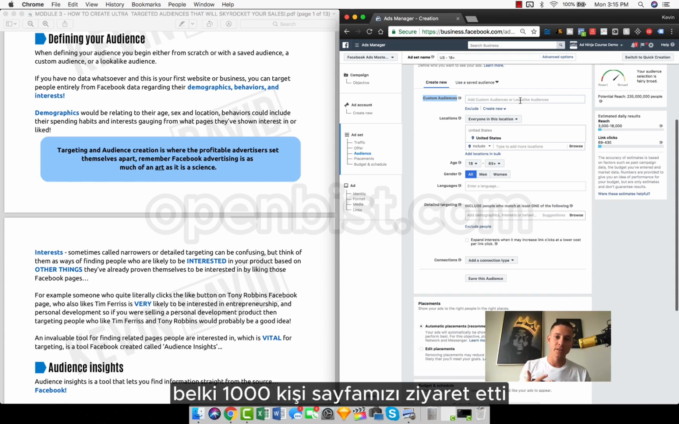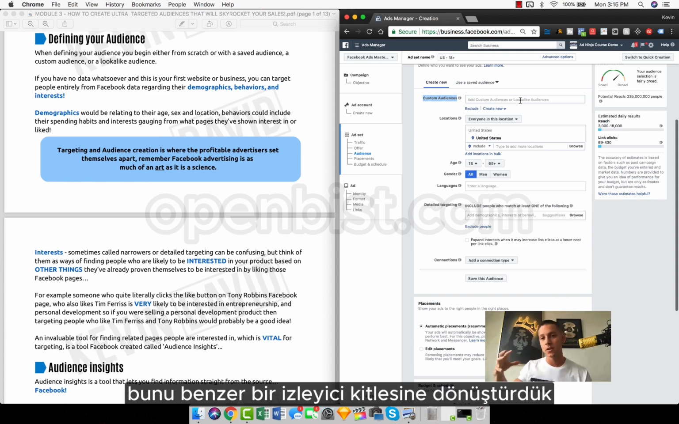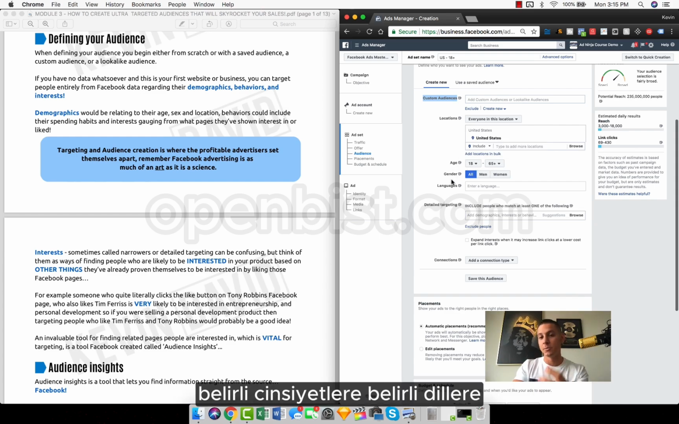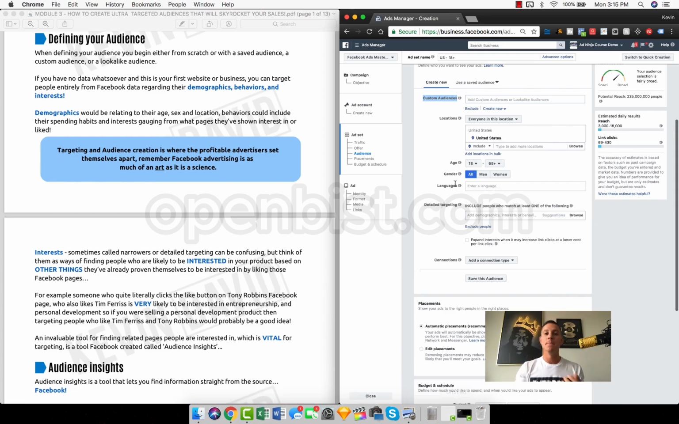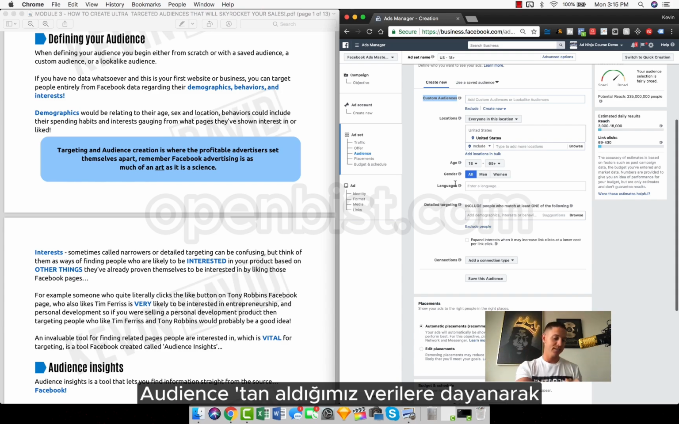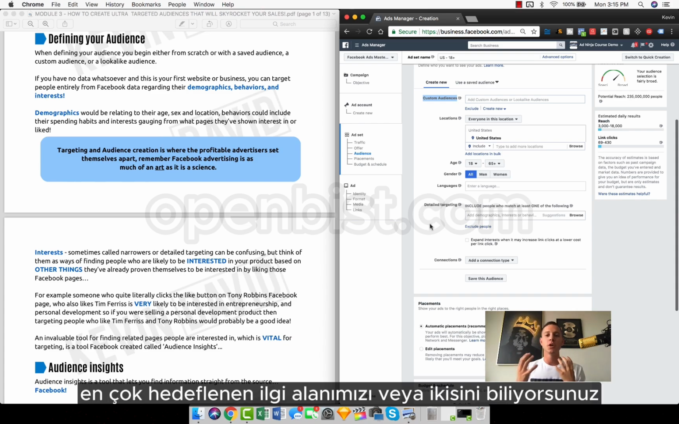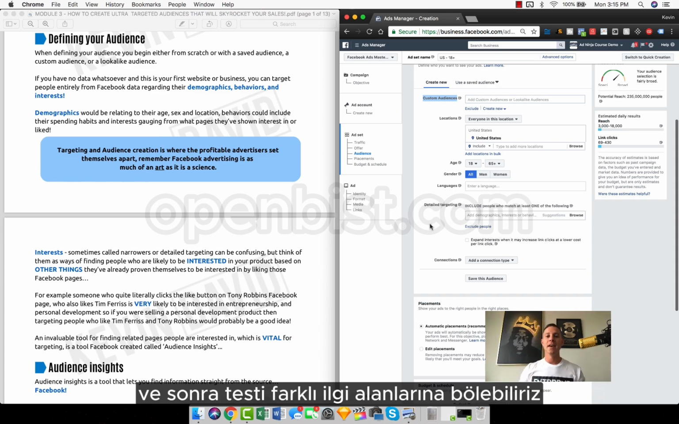Maybe 1,000 people visited our page. We made that into a lookalike audience. We populate that lookalike audience here. Then we narrow it down to a specific age range, to specific genders, to specific languages based on the data that we're getting from Audience Insights and Google Trends. And then once we do that, we narrow it even further for our favorite, our most targeted interest or two. And then we can split test on different interests and on different things like that, guys.